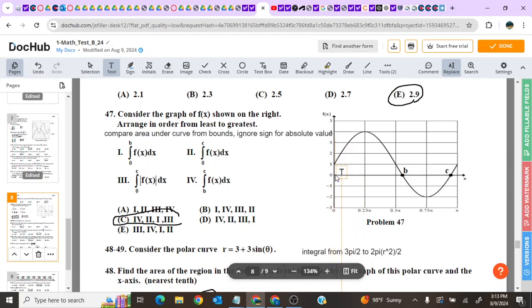Well, the integral area from 0 to b is just going to be this giant thing, which is pretty big. However, the integral from 0 to c of the absolute value of this function means that it's going to flip this negative area to become a positive area. So in fact, 3 has an actually greater area under the curve than 1. So it adds up this area plus this now positive area, while the original only takes this one right here. So as a result, 1 is your next smallest and 3 is your largest.